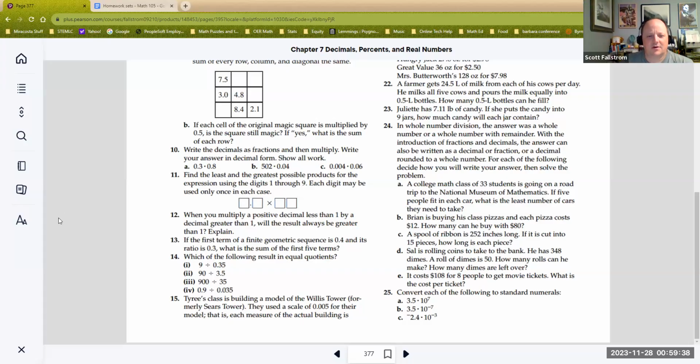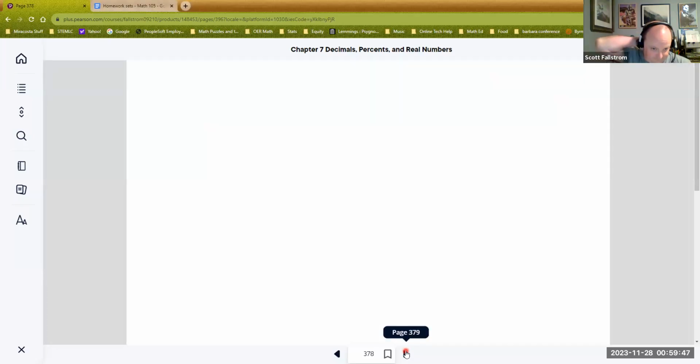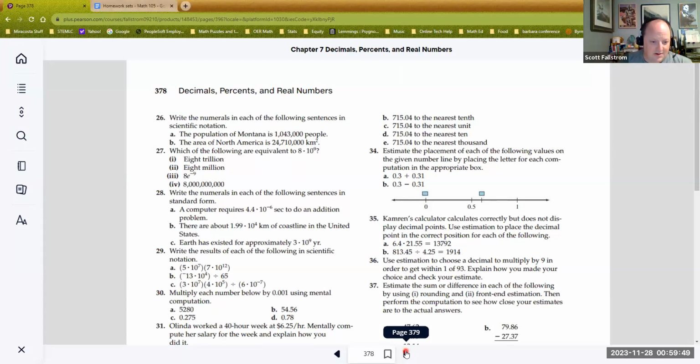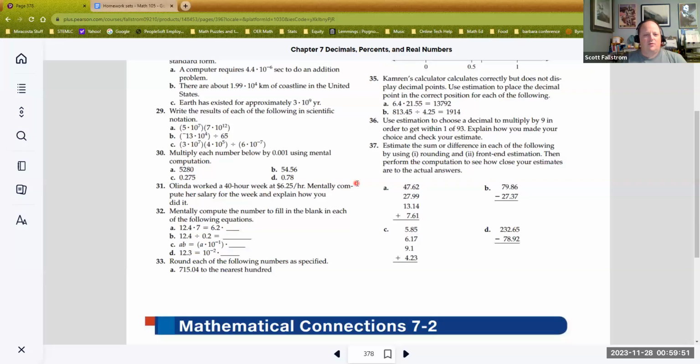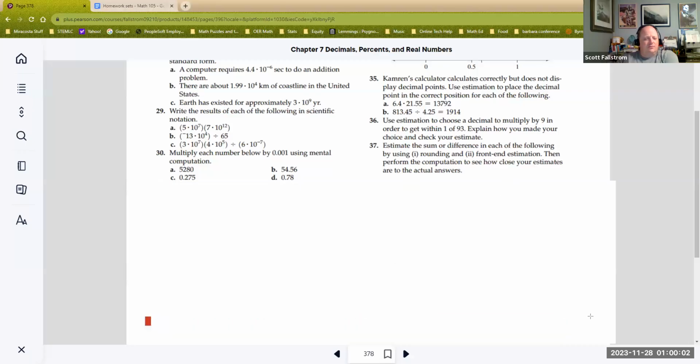Let's see here. Last one here is number 30. Let's take a look at that. Number 30: multiply each number by 0.001 using mental computation. I hope that as we get further into this class, more of this becomes like, ooh, I want to know how to do more of it.